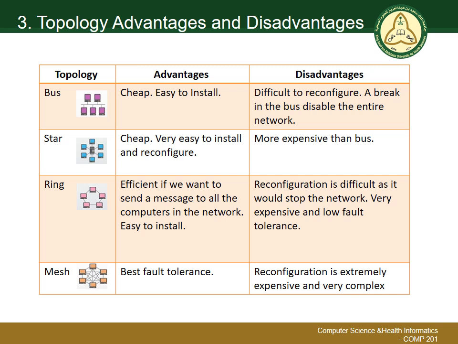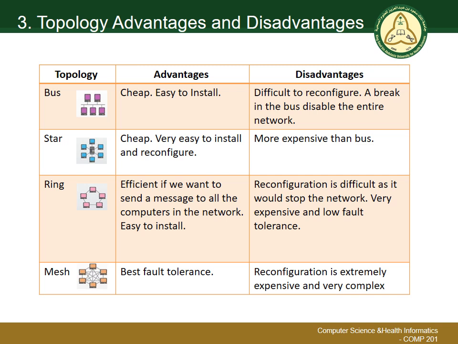Disadvantages. With bus topology, it is difficult to reconfigure. A break in the bus disables the entire network, a single point of failure. With star topology, it is more expensive than the bus. This is the main disadvantage of it.